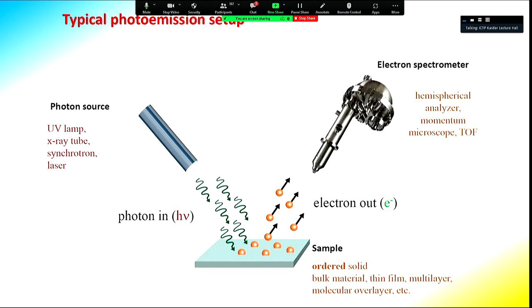The typical photoemission setup just needs three elements. That is a photon source, which can be, for example, an ultraviolet lamp, an X-ray tube, a synchrotron, a laser, a free electron laser, and so on. It needs a sample that will be illuminated by light, and it needs an electron analyzer. The most common electron analyzers are the hemispherical analyzers, and then there are some more exotic types of analyzers like the momentum microscope, time-of-flight microscope, and so on. The sample for photoemission needs to be an ordered solid, like bulk material, thin film, multilayer or molecular layer, and so on.